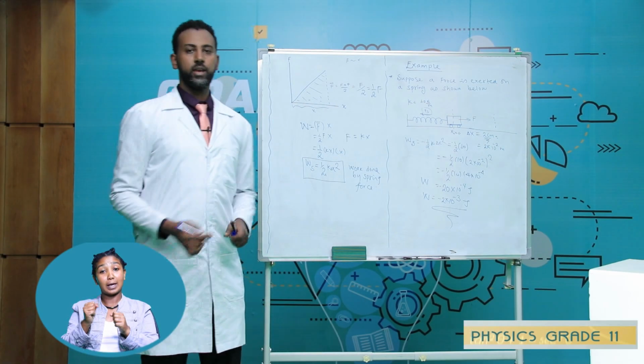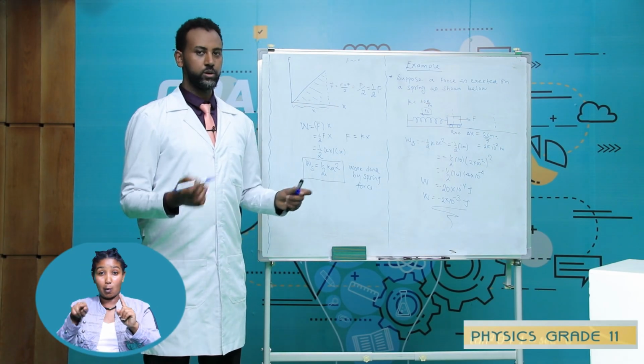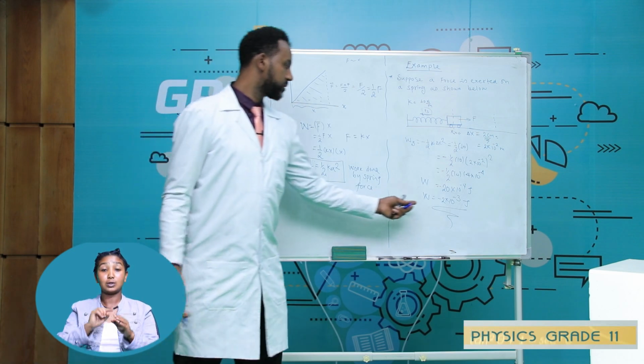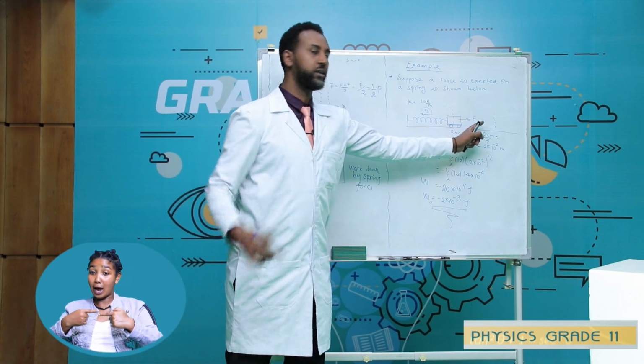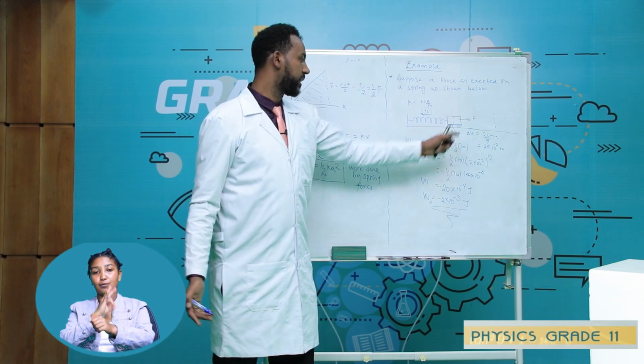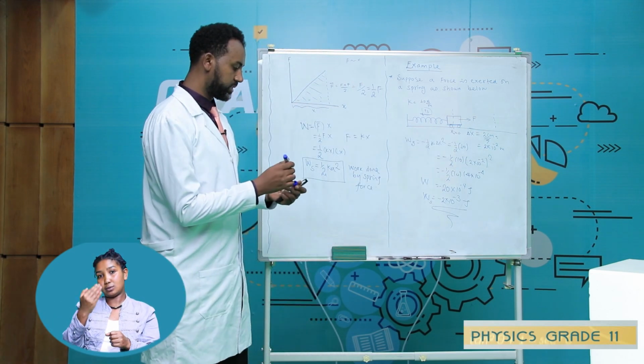Work can be negative, positive, or 0. Therefore, this means the work done by the spring is against the external applied force. That's why it becomes negative.